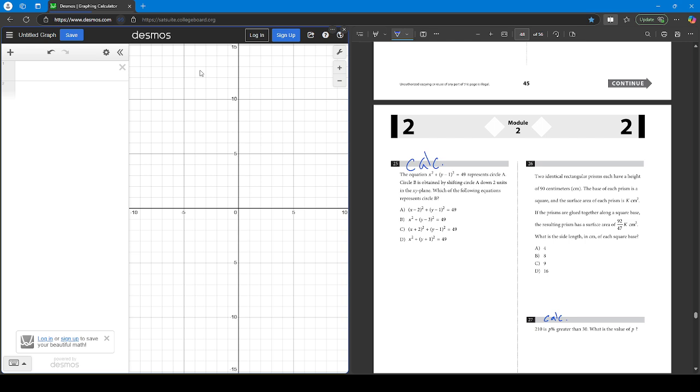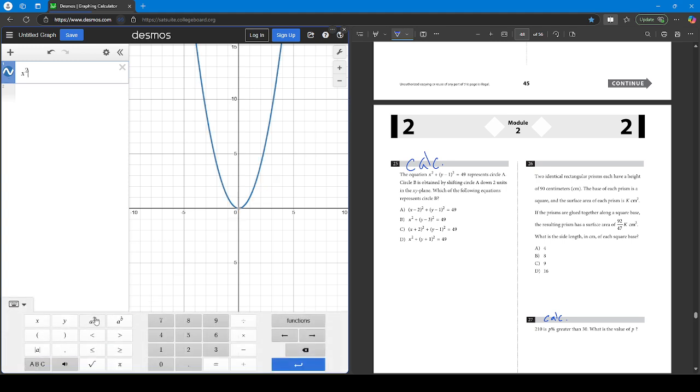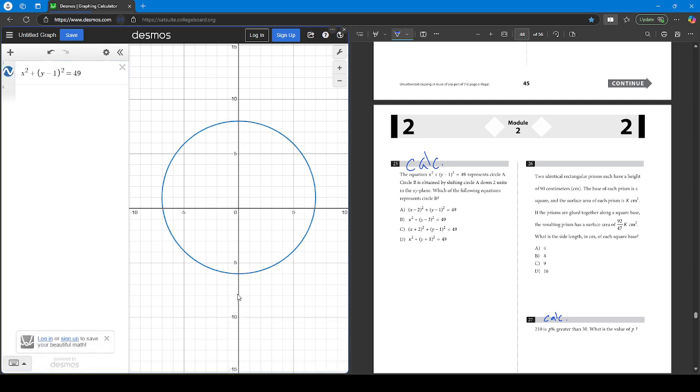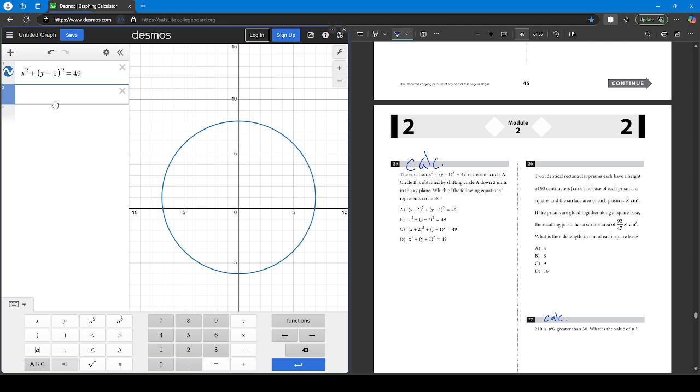Number 25, the equation x squared plus y minus 1 squared equals 49 represents circle A. Circle B is obtained by shifting circle A down 2 units in the xy plane. So everything's the same, it's just 2 units down, 2 units down. Which one is the answer? Well, look and see.